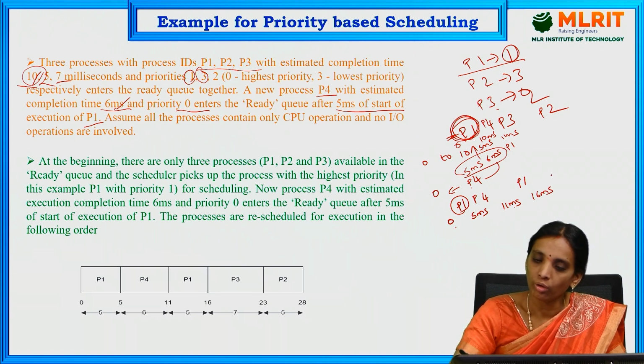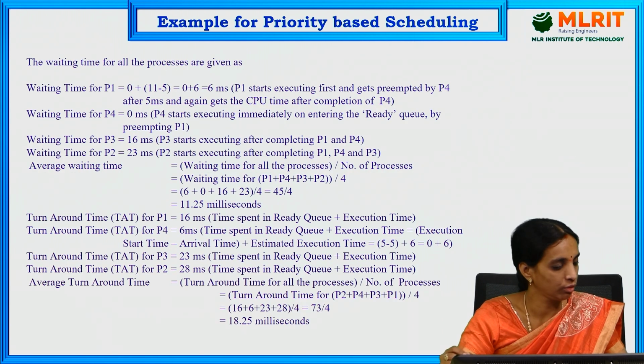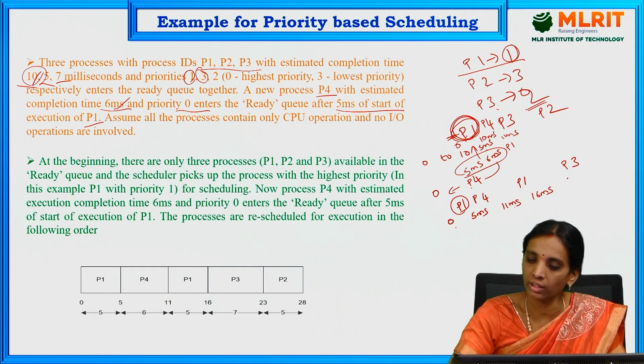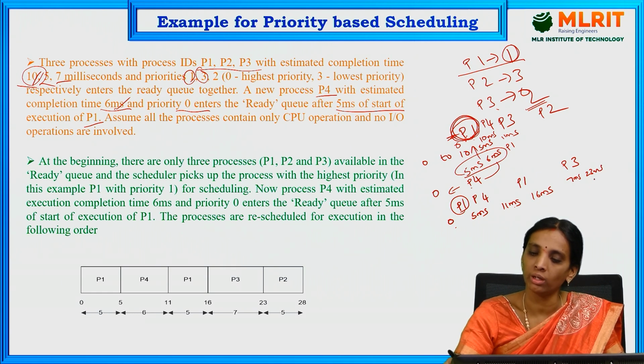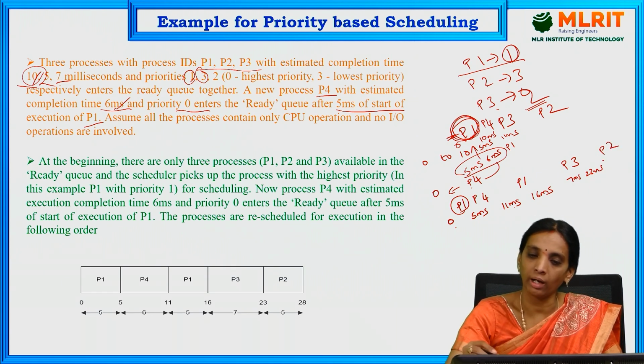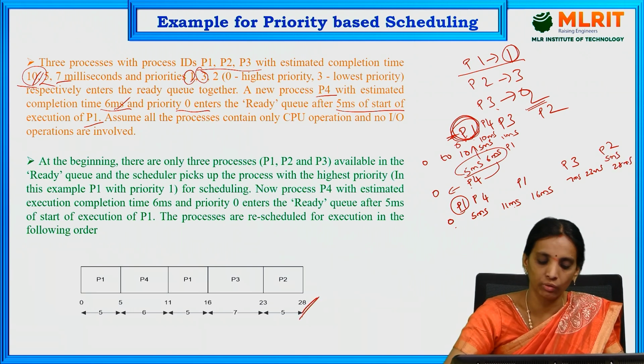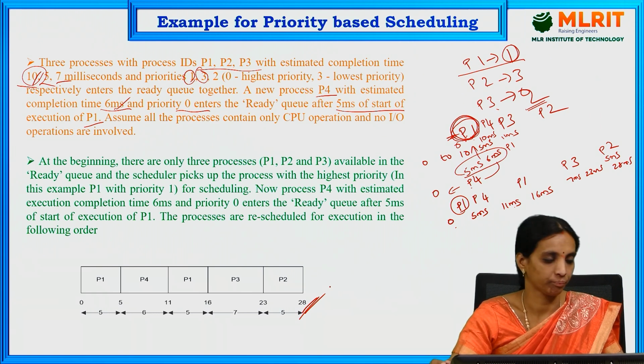So, now P3 is having the highest priority. Therefore, P3 enters into execution. So, P3 is having 7 milliseconds. Therefore, at 23 milliseconds, P3 completes its execution. At 23 milliseconds, P2 enters into the execution and P2 is having 5 milliseconds. Therefore, at 28 milliseconds, P2 completes its execution.